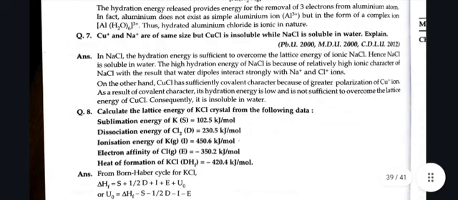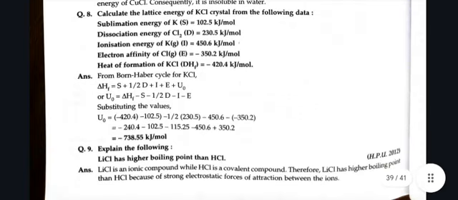Explain the following. LiCl has higher boiling point than HCl. LiCl is an ionic compound while HCl is a covalent compound. Therefore, LiCl has higher boiling point than HCl because of strong electrostatic force of attraction between the ions. This was asked in HPU in the year 2012.